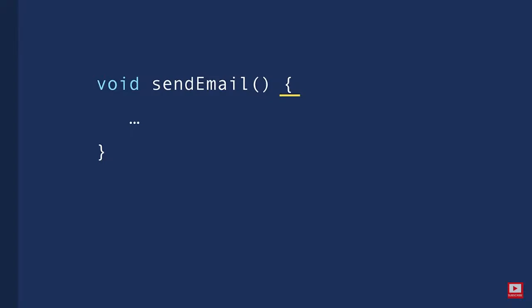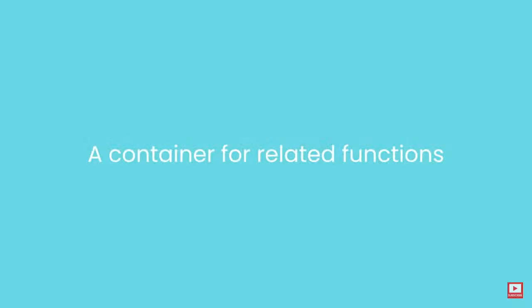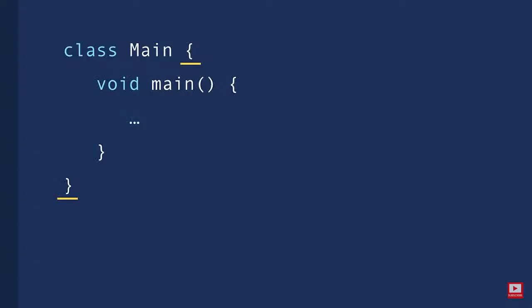Now, every Java program should have at least one class that contains the main function. Can you guess the name of that class? It's main. So this is how we define a class in Java. We start with the class keyword, then we give our class a proper descriptive name, and then we add a pair of curly braces. Now the functions that we define in between these curly braces belong to this class.